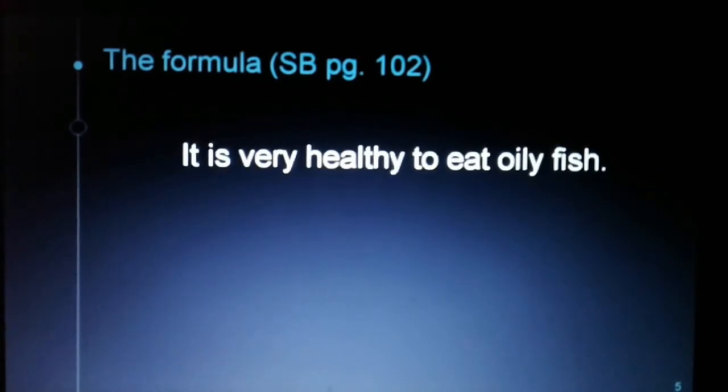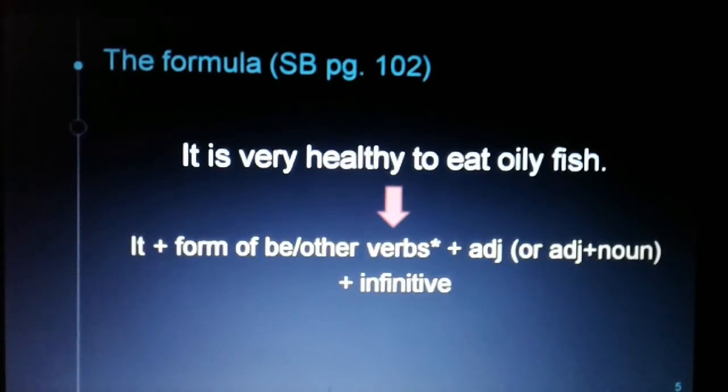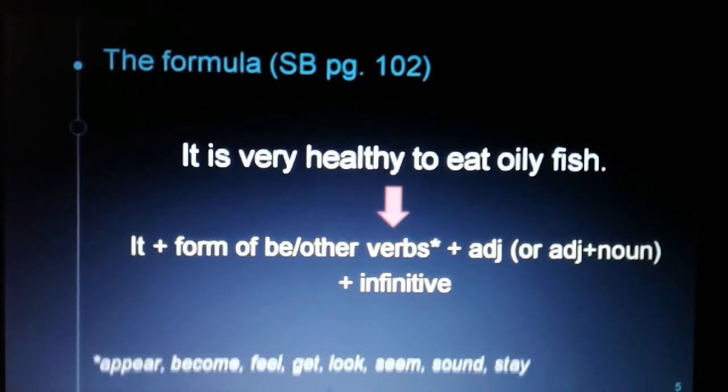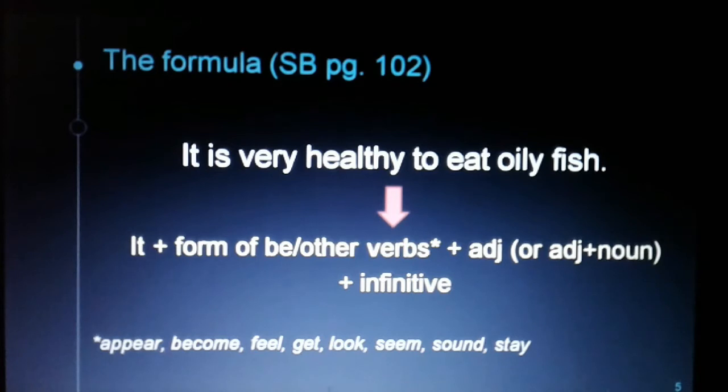Let's discuss the formula of preparatory it as subject. This time I use this sentence as an example. It is very healthy to eat oily fish. So the formula of preparatory it as subject is like this. It as a subject and then followed by form of be or other verbs, and then later followed by adjective or adjective plus noun, and the last one you can add infinitive. Other verbs here include appear, become, feel, get, look, seem, sound, and stay.